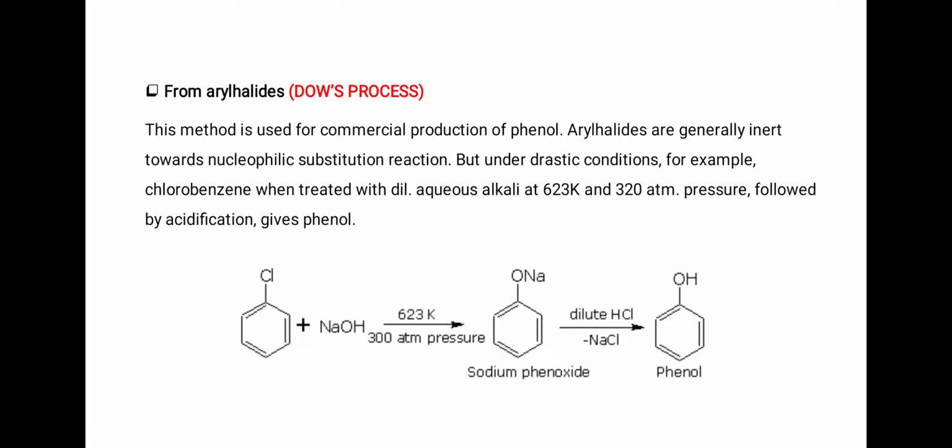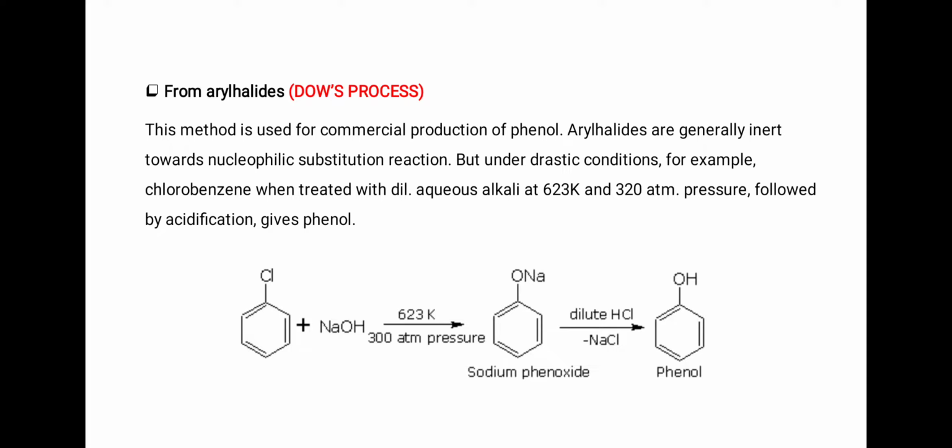Next, it is Dows process. The third process in the formation of phenol is Dows process. Dows process basically involves the reaction of chlorobenzene with sodium hydroxide at very high temperature and pressure conditions to get converted into phenols. Dows process is also a very important process, as this method is used for commercial production of phenols.